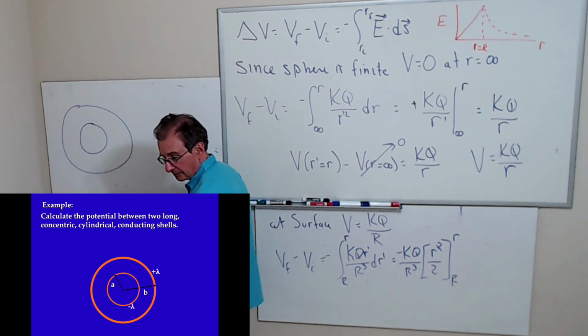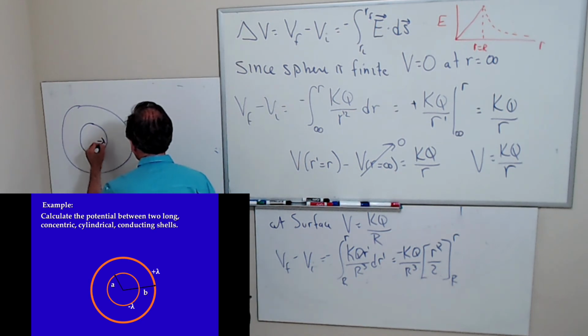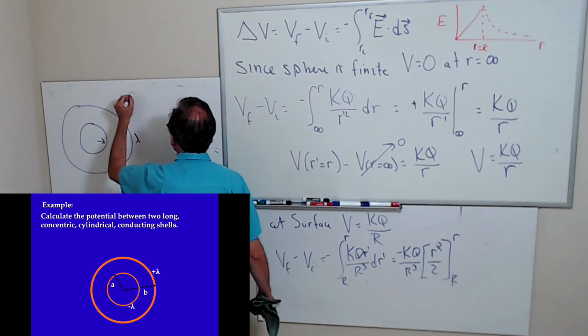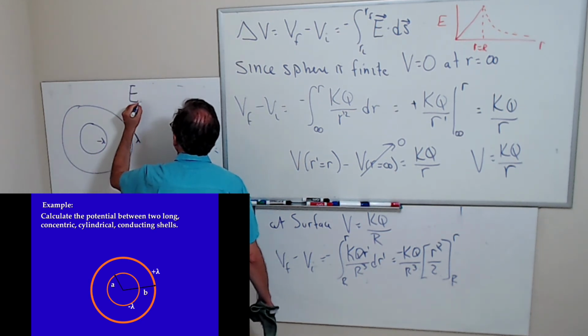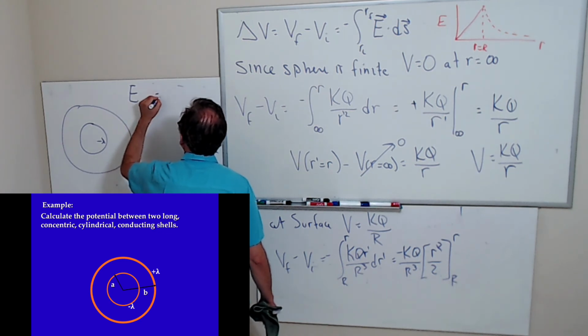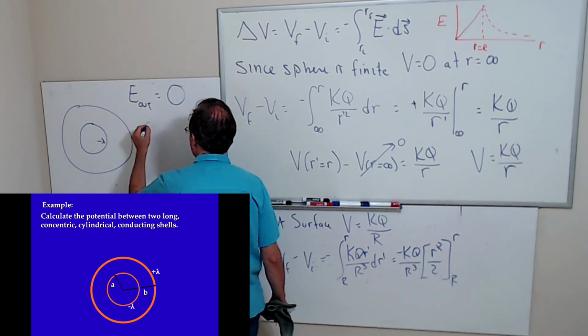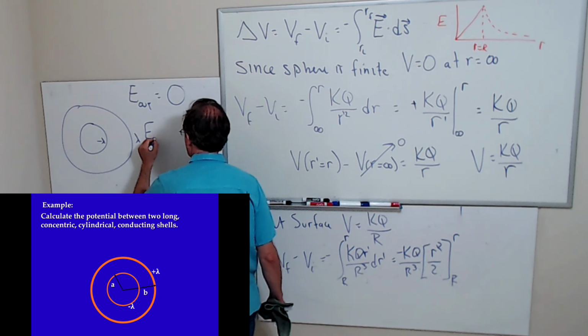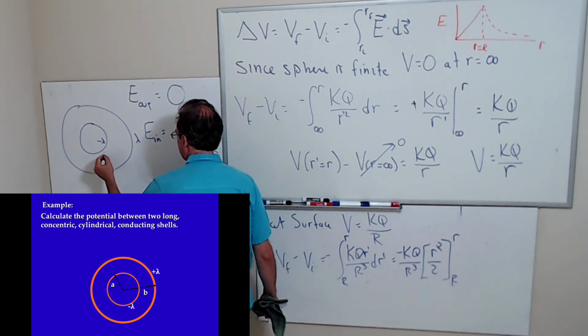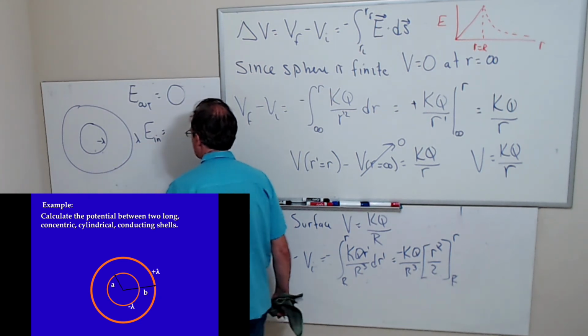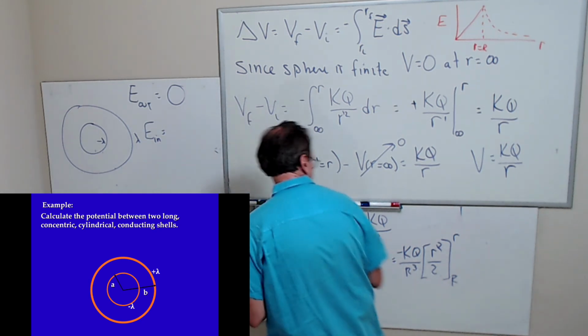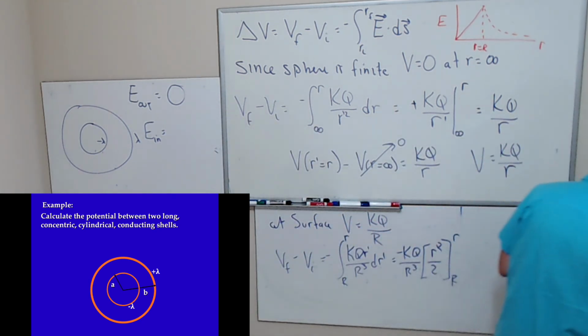So the inside one's minus lambda, the outside one's plus lambda. We know that E out equals 0, and E in, where E in is between these two shells, is going to be, and I'm just going to write it down, okay? It's 2k lambda over R.